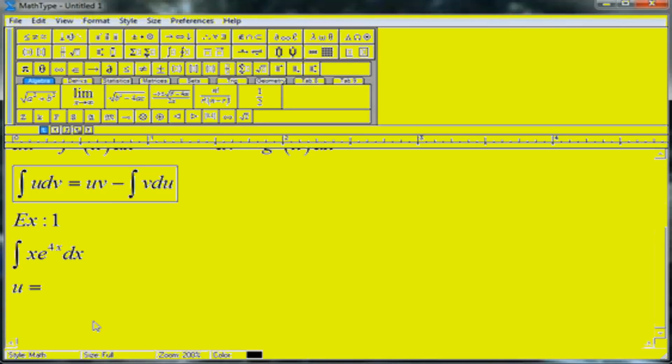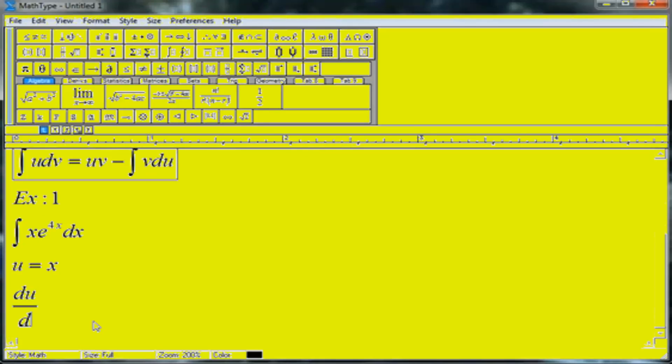We can pick u is equal to x or u is equal to e to the 4x. Doesn't matter. But typically, the way it's done is you set u equal to the function that, quote unquote, gets less when you differentiate it. So if you set u equal to x, then du is equal to dx, and that's just because du/dx is equal to 1, and then you quote unquote multiply both sides by dx. So we picked our u, and therefore we have a du.